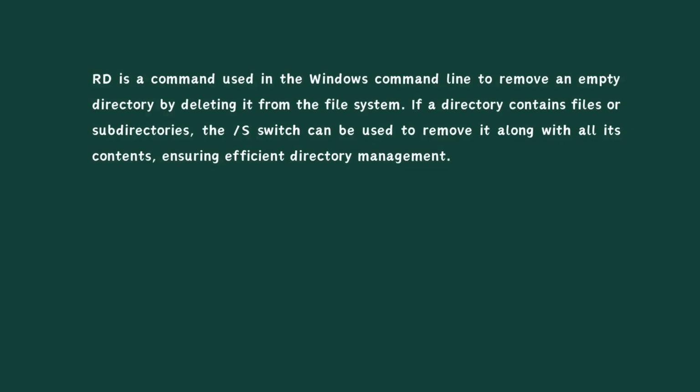RD is a command used in the Windows command line to remove an empty directory by deleting it from the file system. If a directory contains files or subdirectories, the /S switch can be used to remove it along with all its contents, ensuring efficient directory management.